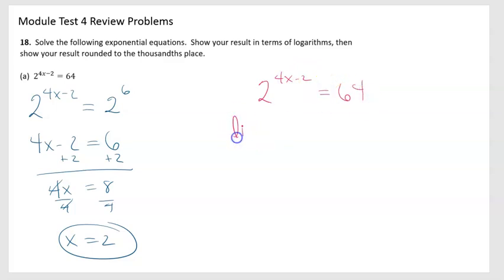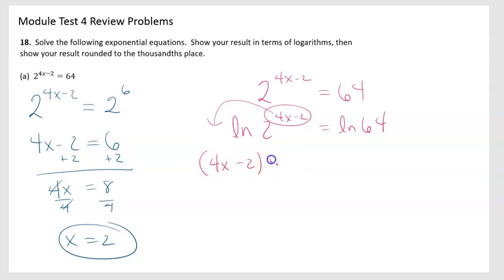Okay, then you take the natural log of the left side, and you must take the natural log of the right side as well. The whole point of doing that is so you can move that exponent in front. Be sure to put parentheses around your exponent, especially if it's more than one term, like 4x minus 2. Okay, now the goal is to get the x by itself.